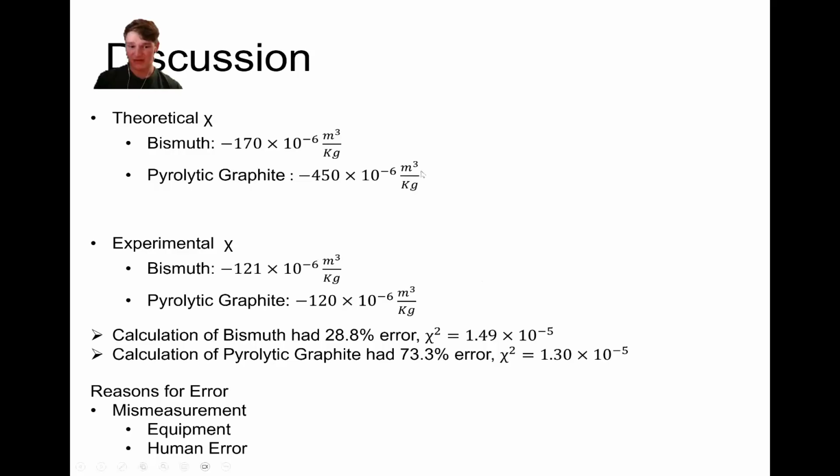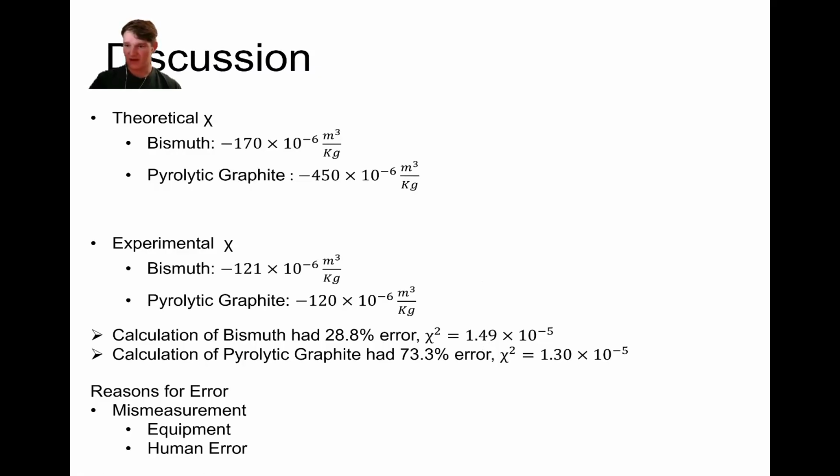So it's a major discrepancy. The calculation of bismuth had a 28.8% error, with its chi-squared, or the fit of the data to our curve, being an extremely low value of 1.49 times 10 to the negative 5, showing an extremely good fit. But the calculation of pyrolytic graphite had a 73.3% error, and still its chi-squared, or the fit, was extremely low, meaning a really good fit.